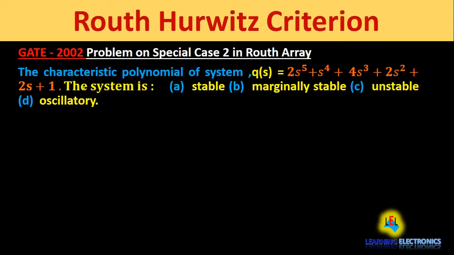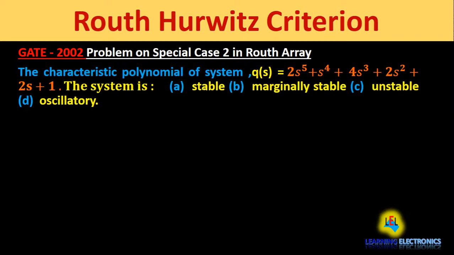In this lecture, we are going to solve the GATE question of 2002 on special case number 2 of Routh array. The question is that the characteristic polynomial of the system Q(s) is equal to 2s^5 + s^4 + 4s^3 + 2s^2 + 2s + 1 is given. We have to determine whether the system is stable, marginally stable, unstable or oscillatory.